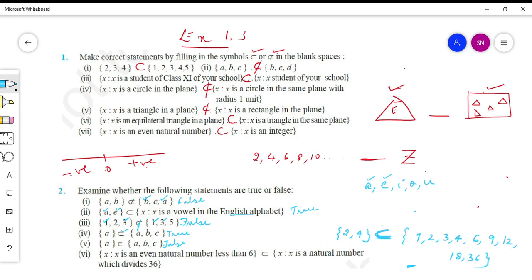Correct, no? So now I have a bigger set. In this bigger set, are 2 and 4 present? Yes, 2 is present and 4 is also present. When 2 and 4 are present, obviously it is a subset. Now I have a subset symbol, so therefore the statement is true.